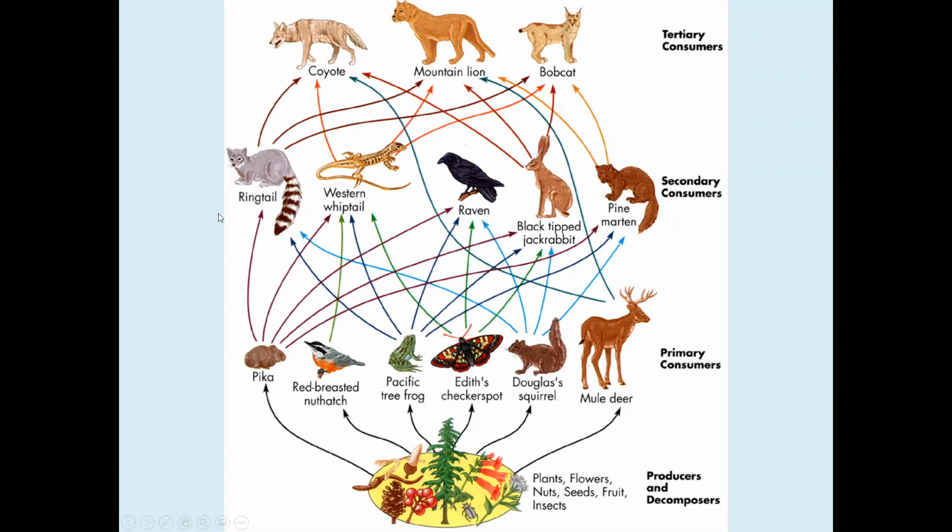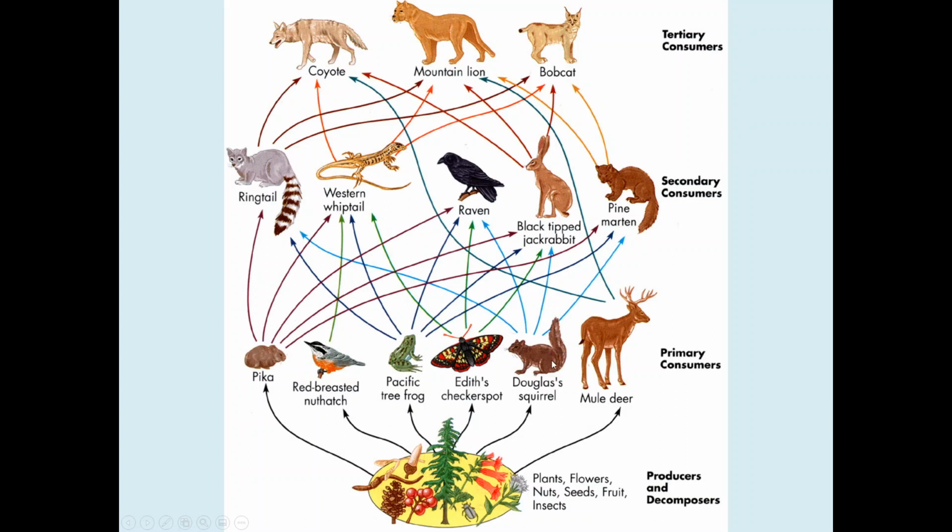And what we can do from this food web is we can look at individual food chains. So we can go from a plant to the Douglas squirrel, maybe to the black-tipped jackrabbit, and then to the coyote. So that's one example of a food chain. Or from the plant to the red-breasted nuthatch, to the western whiptail lizard, to mountain lion, for example. And then we can also look in food chains at the effect of actually changing the population of different organisms on other organisms.